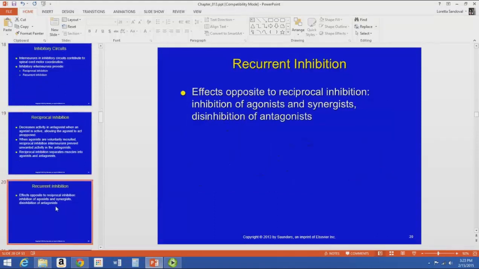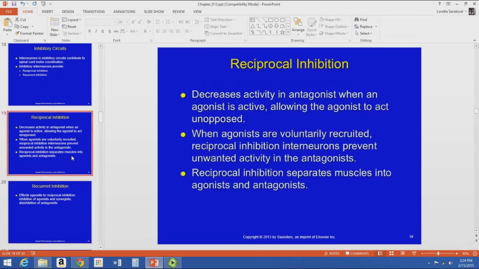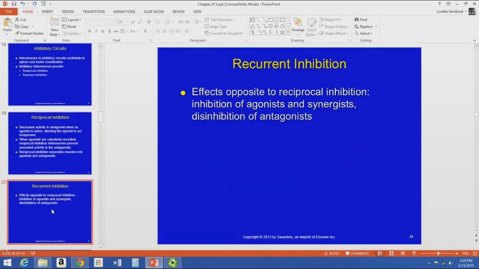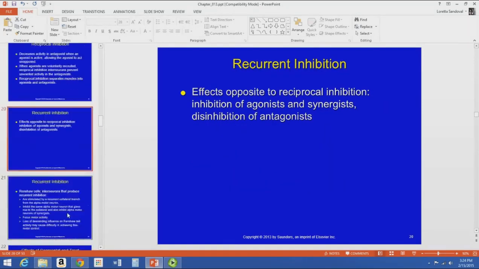Okay. The recurrent inhibition is sort of opposite to reciprocal inhibition. It inhibits agonists and synergists, and it disinhibits the antagonists. It's the phenomenon where you do a brief isometric contraction of a muscle and then you stretch it. There's some slight inhibition after that brief contraction. Okay, so that is all we're going to talk about that. It's just the opposite of reciprocal inhibition. In reciprocal inhibition, the antagonist is inhibited. In recurrent inhibition, the agonist is inhibited.